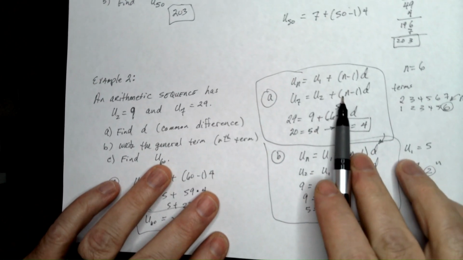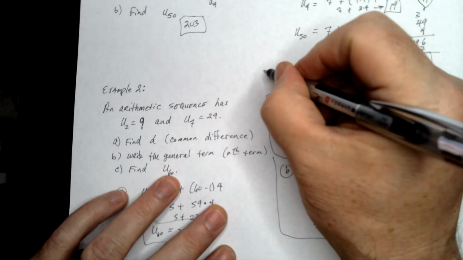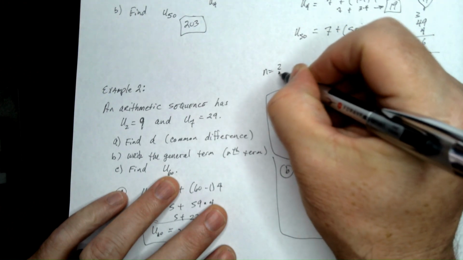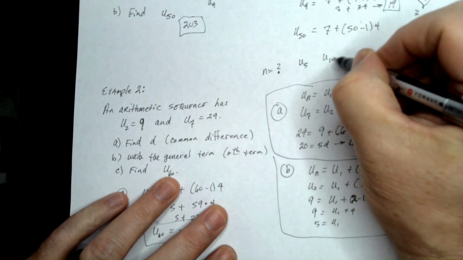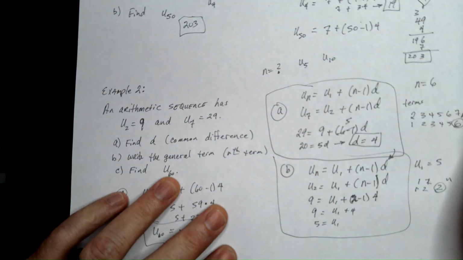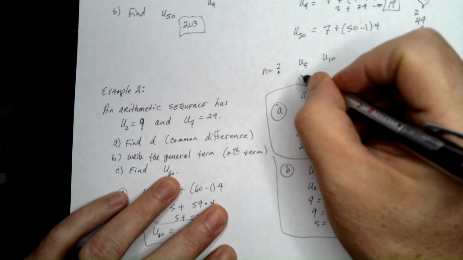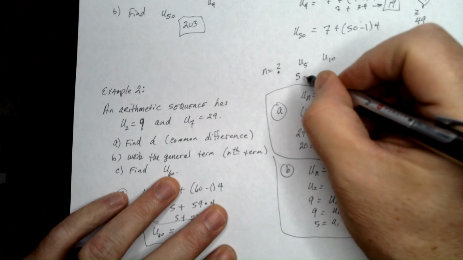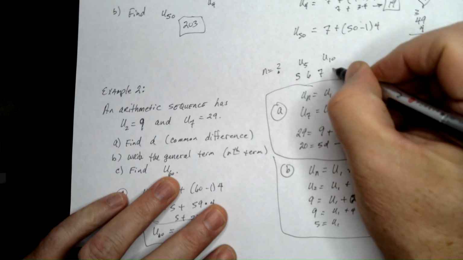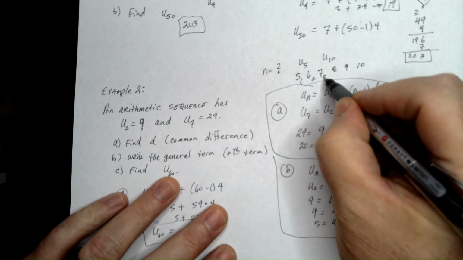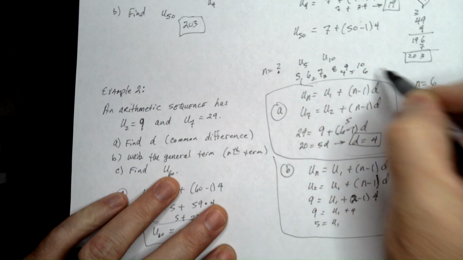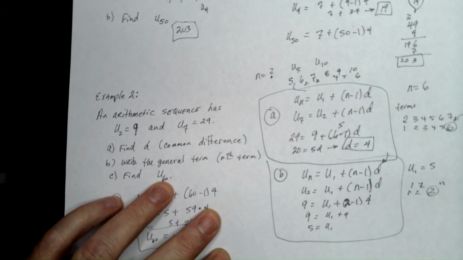The trickiest part is figuring out what n equals if we start on u5 and we go to u10. You might want to subtract and say that it's 5, but it's actually 6 because you'll have the 5th term, 6th, 7th, 8th, 9th, and 10th. So that's 1, 2, 3, 4, 5, 6. So you have to include the one you start with.